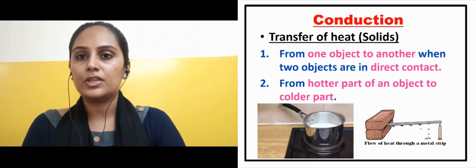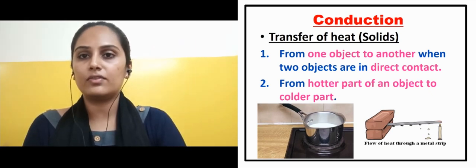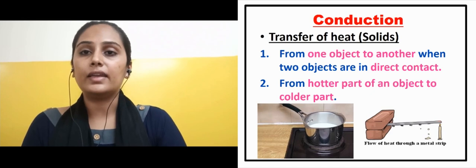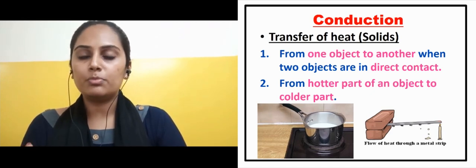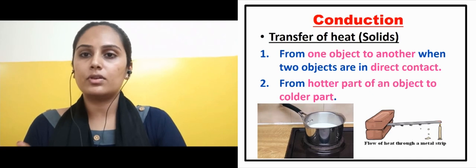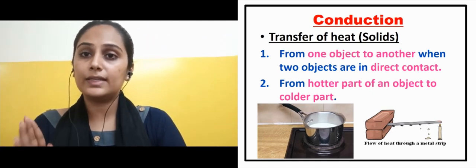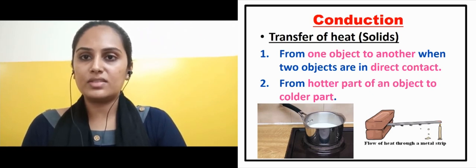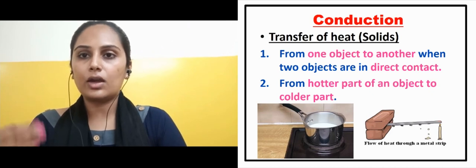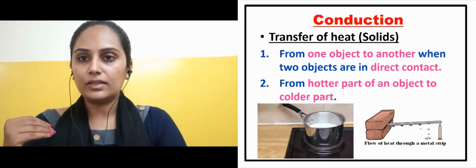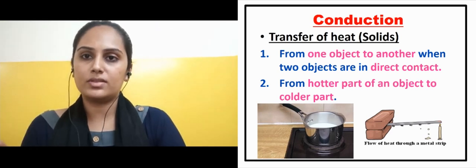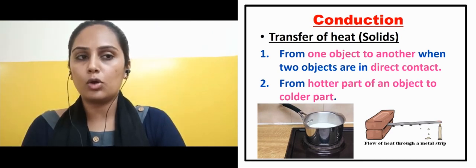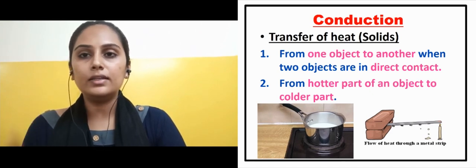First one is conduction. Transfer of heat in solids. As I told, in solids conduction takes place from one object to another when two objects are in direct contact. When two objects are in direct contact, heat transfers from one to another object directly. For example, you can see there is a vessel on a stove and it is in direct contact with the gas stove. So that heat directly transfers to that vessel. So that is direct contact.